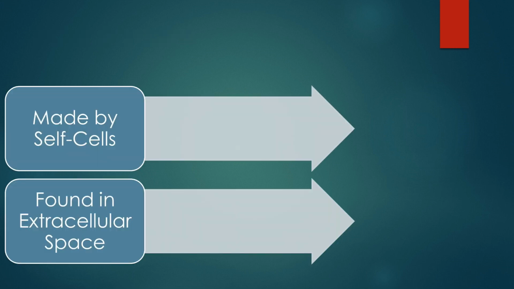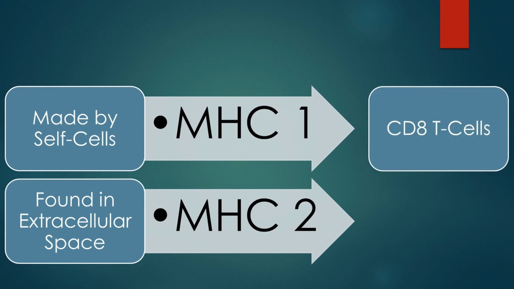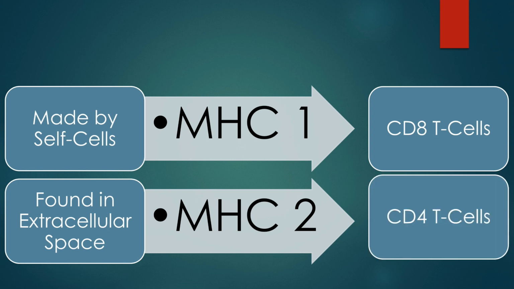Each of these domains has their own respective receptor. The receptors that interact with T cells are called MHC receptors. MHC Class 1 is responsible for monitoring proteins made by native cells, and MHC Class 2 is responsible for monitoring proteins present in the extracellular space.